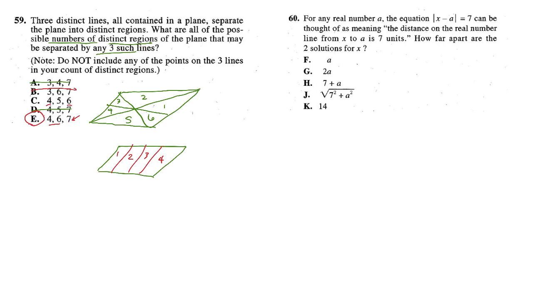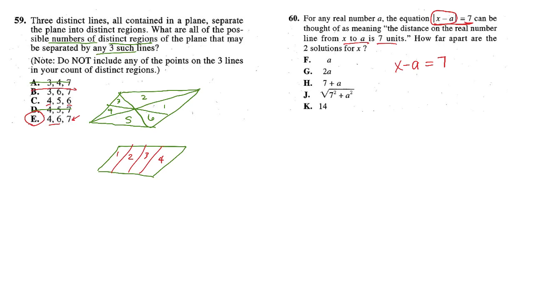And finally, number 60, we have this equation and it's talking about our distance. We are on the real number line. The distance from x to a is 7 units. How far apart would our 2 solutions be? So first we have to realize that there are 2 solutions here. If we say the absolute value of x minus a is 7, then x minus a has to be 7 itself, because the absolute value of it was 7.